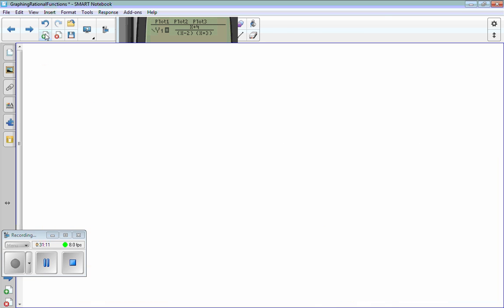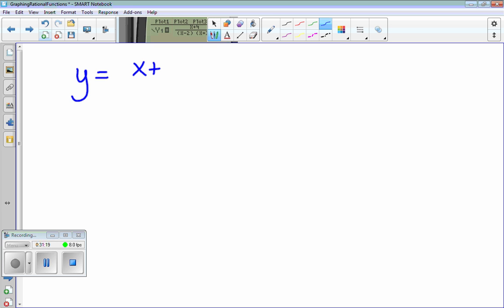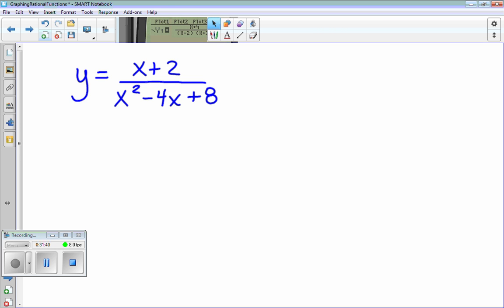I want to try a different one. Sorry, I want to try one where some different things are going to happen. Let's try this one. Let's try this particular function, okay? So this is another example that we're going to do here. Erase your boards, okay?